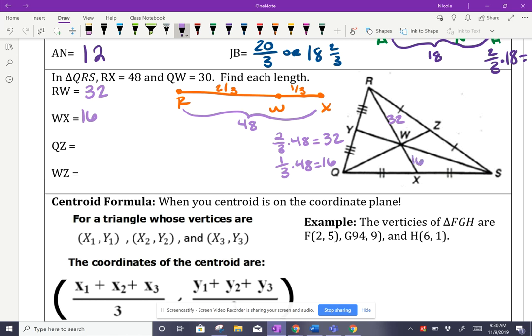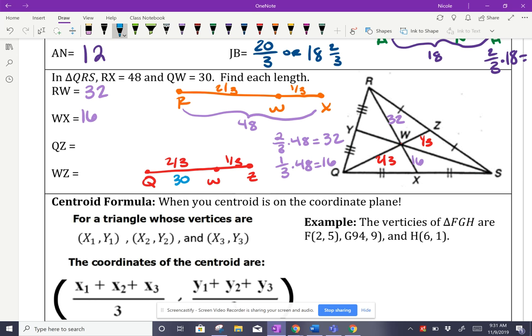And then we're going to do the same thing for QZ. Go this way. We're going to have Q, W, and Z, 2/3, 1/3. So remember from the midpoint, so if Z is my midpoint, so this is the 1/3 line, and from the centroid to the vertex is the 2/3 line. So it tells us that QW is just 30. So 2/3 of this whole line is 30.